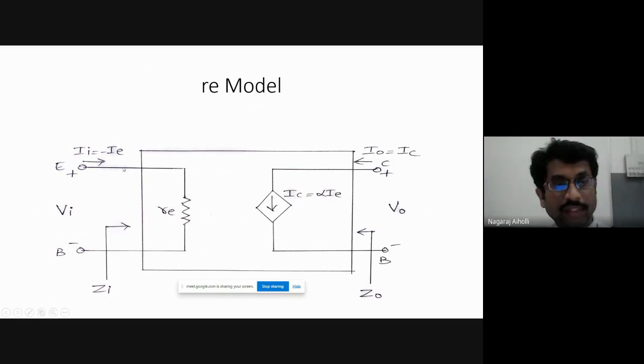We have the input current, that is minus IE. Then the input impedance is ZI between the input terminals, between emitter to base terminals. Then at the output side, we have IC equal to alpha IE, a controlled current source. The output current is I0 equal to IC. Then the output impedance is Z0 between collector to base terminals. This is the RE model of the common base transistor, in particular for the NPN transistor.